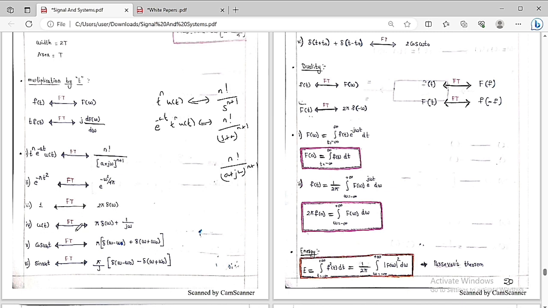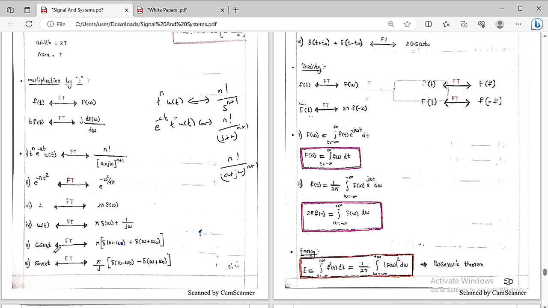So for u of t, what is the Fourier transform? For u of t, we are going to get pi into delta of omega plus 1 by j omega. This one I have already told you. So for u of t, the Fourier transform is pi into delta of omega plus 1 by j omega.